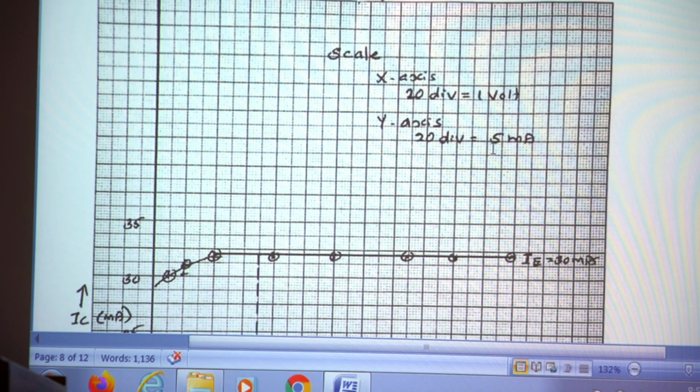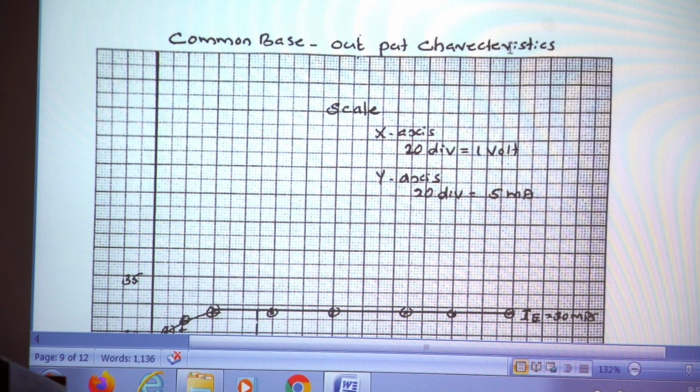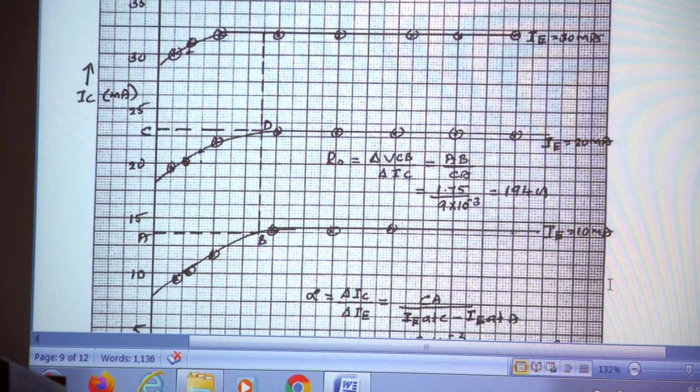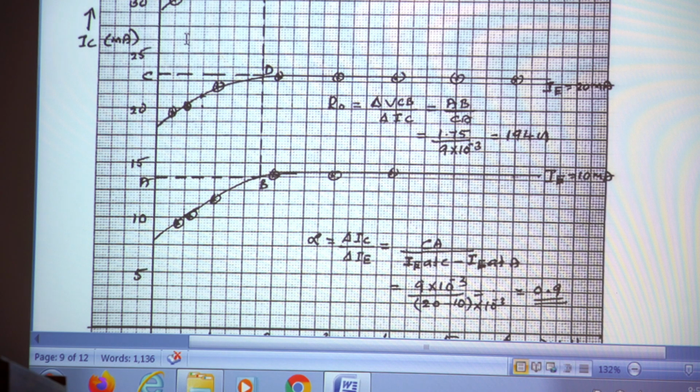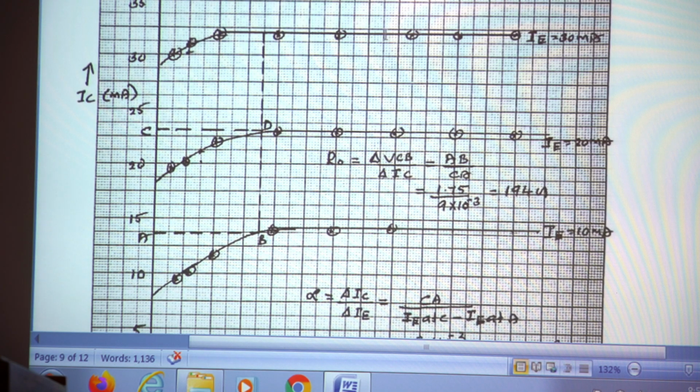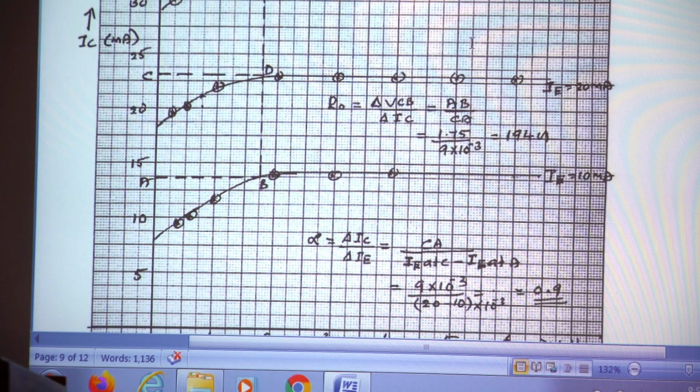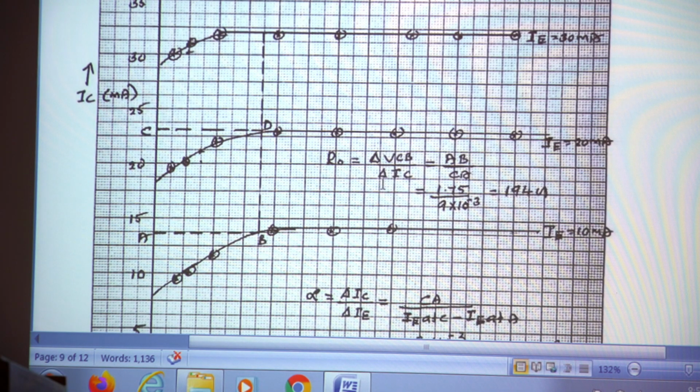So when we plot the common base output characteristics, we obtain the graph. It is plotted at 10 milliampere for one, the other graph is plotted at 20 milliampere, and the third one is plotted at 30 milliampere. The first one rises like this and remains constant, and similarly for the second and third observation columns these are the curves plotted. Now from this curve we can find the value of the output resistance RO.